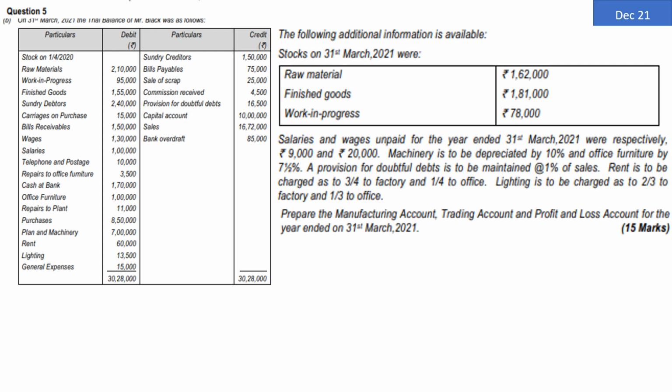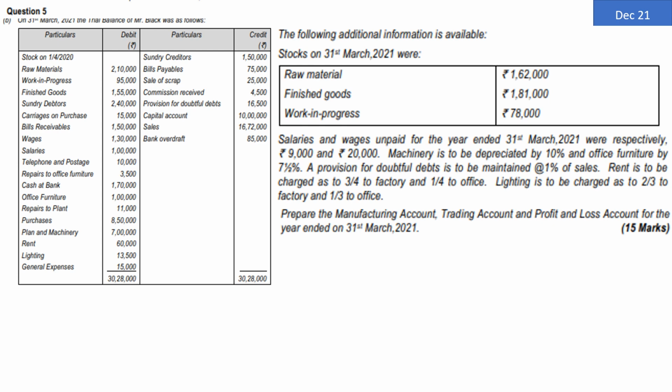Now the adjustments tell you the following additional information is available. Stock on 31st March 2021 were raw material 1,62,000, finished goods 1,81,000, WIP 78,000. Salaries and wages unpaid for the year ended 31st March 2021 were respectively rupees 9,000 and 20,000. Machinery is to be depreciated by 10% and office furniture by 7.5%. A provision for doubtful debts is to be maintained at 1% of sales.